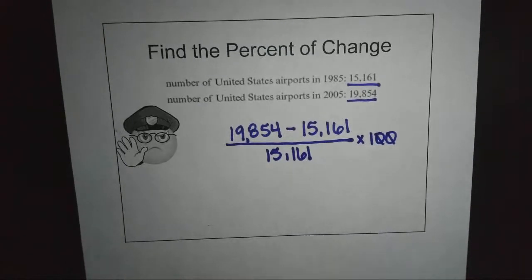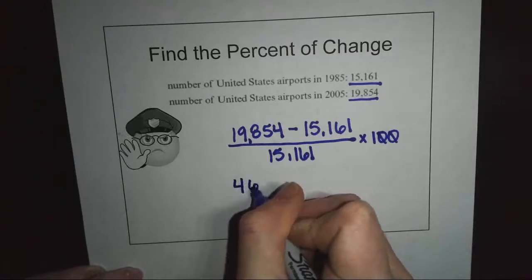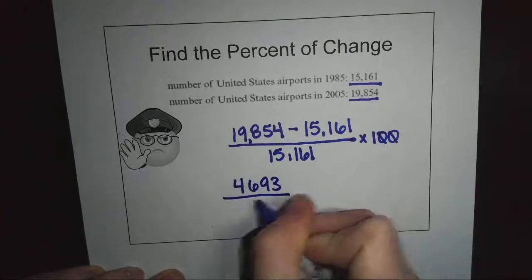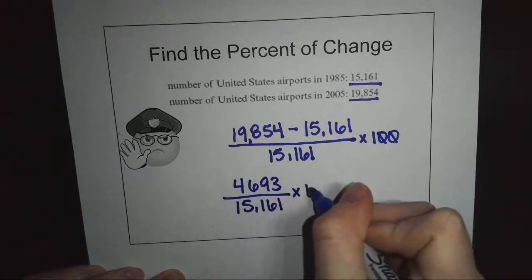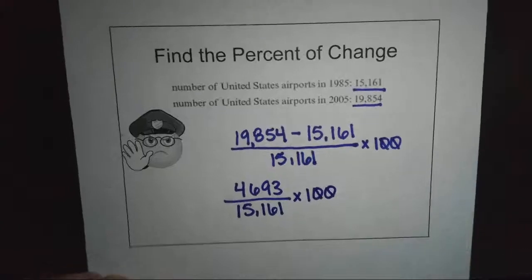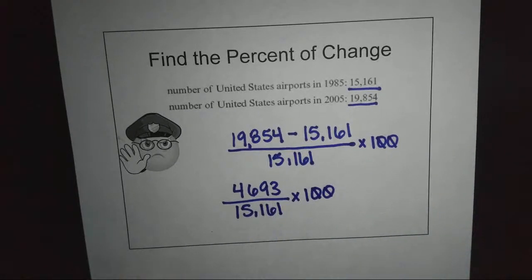Now I'm going to use order of operations to solve this. The first thing I have to do is subtract 19,854 minus 15,161. And when I do that, I get 4,693. And I've still got my over 15,161 and then my times 100. Now I do multiplication and division from left to right. So I'm going to take this 4,693 and divide it by 15,161.